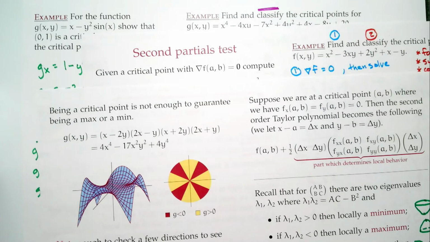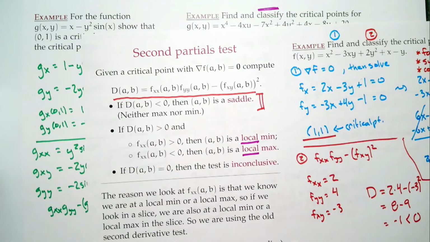So as soon as you move away, you have no clue what the function is doing, and therefore you have no idea what's going on in the global setting. So that's why when we use the second partials test, it's always going to be a local test. We might want to find the absolute max or the absolute min, something global. Well, we'll talk about that next time.